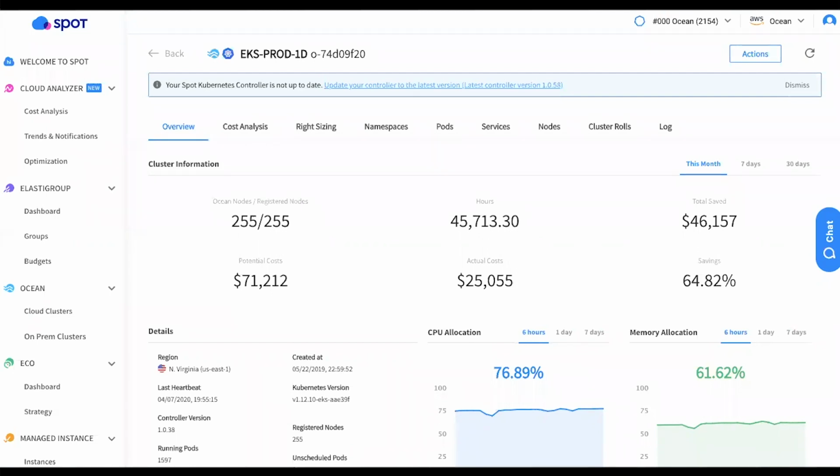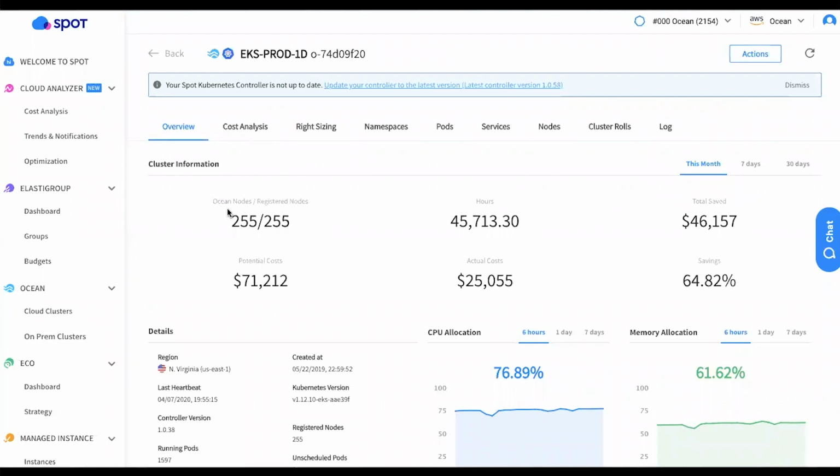Now, I'm not going to talk about Ocean. This webinar is specifically about Cloud Analyzer, but when you're dealing with containerized workloads, there's a whole new world of pain when trying to do cost analysis, when trying to do chargeback or showback. So we've come along and we've provided very container-specific, Kubernetes-specific cost analysis.